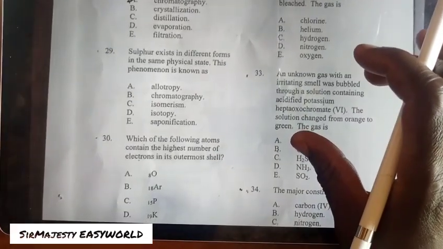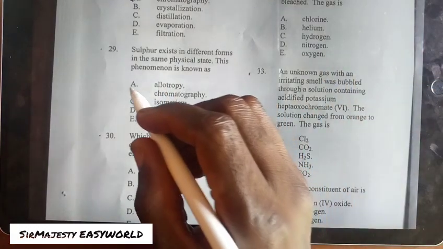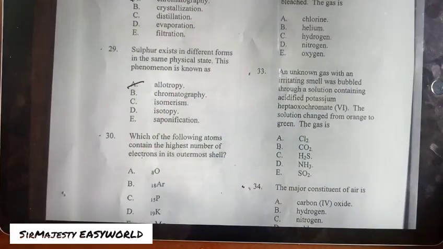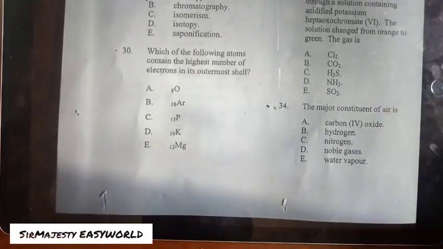Then, sulfur exists in different forms in the same physical state. This phenomenon is called allotropy. So existence of an element or a substance in the same physical state in different forms is called allotropy. Sulfur, carbon, and I think even tin, they all exhibit allotropy. Phosphorus also. Which of the following atoms contains the highest number of electrons in its outermost shell?